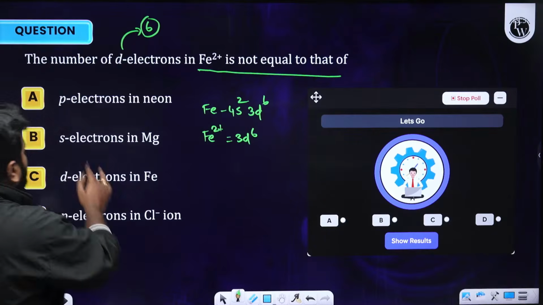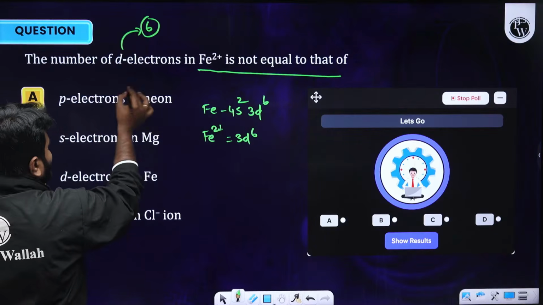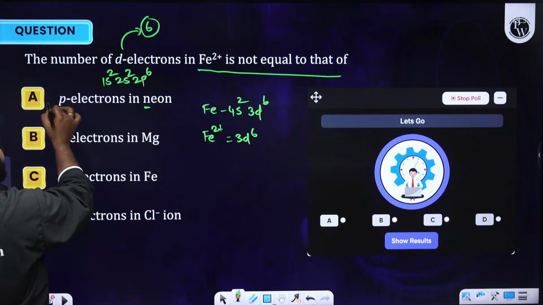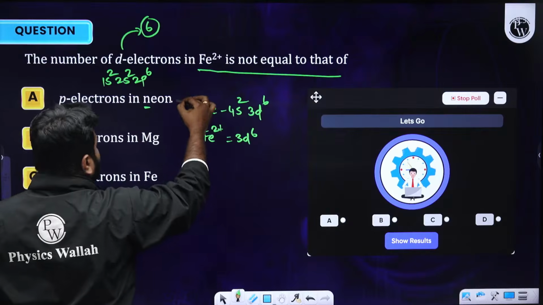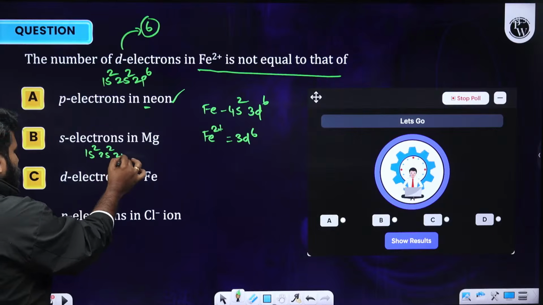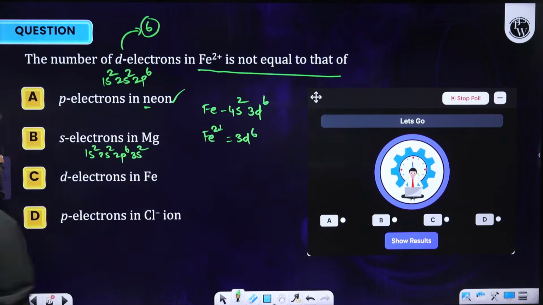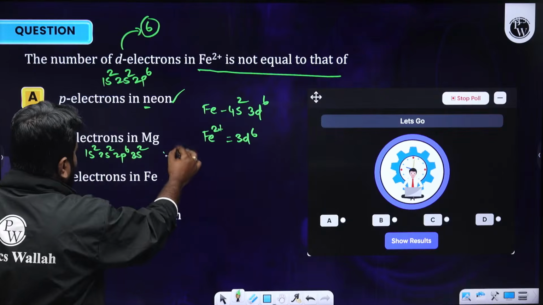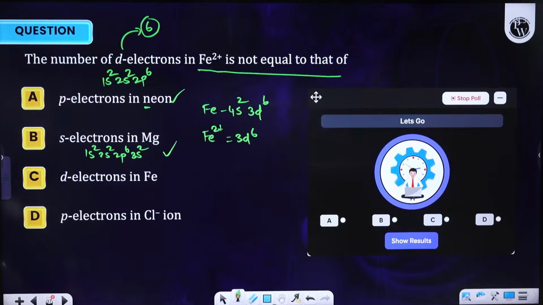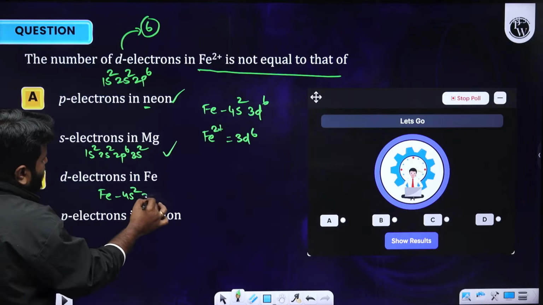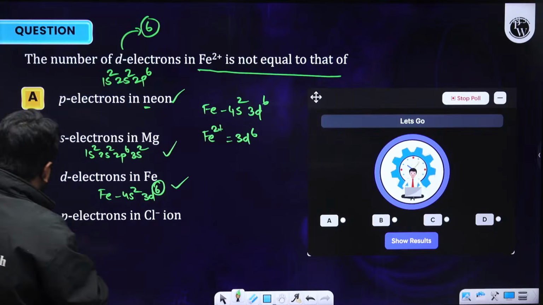Very simple. P electrons in neon: 1s2, 2s2, 2p6, 10 is there. This is correct, but they are asking not equal. S electrons in Mg: 1s2, 2s2, 2p6, 3s2, Mg is 12. So how many s electrons are there? 2, 4, 6. This is also correct. D electrons in Fe: Fe is 4s2 3d6, 6 electrons are there. Then the answer would be option D.